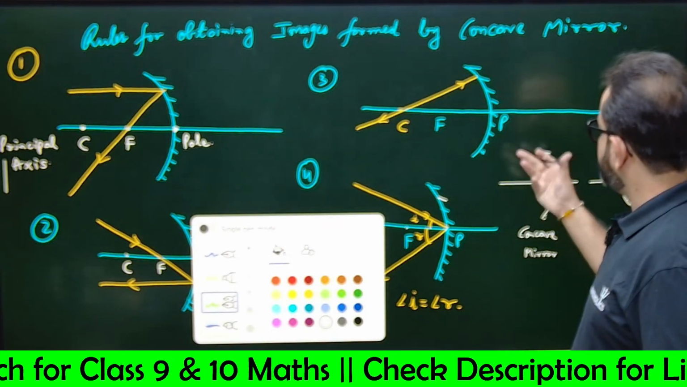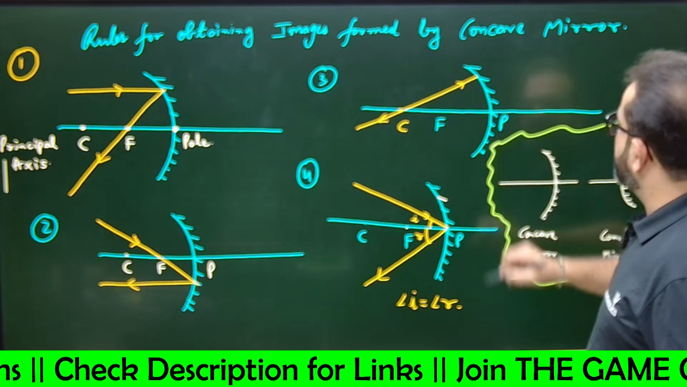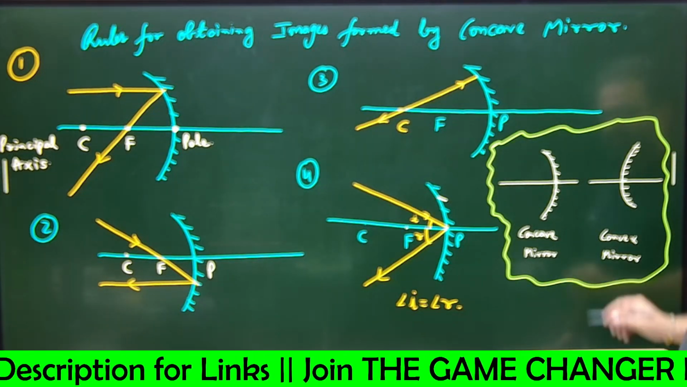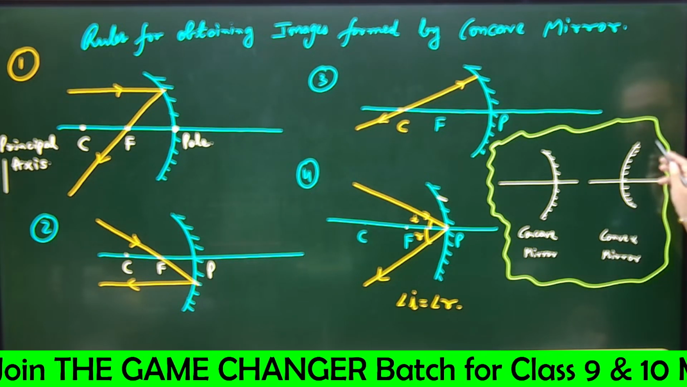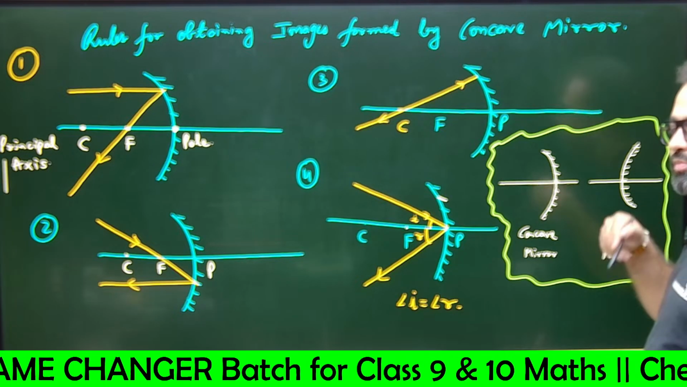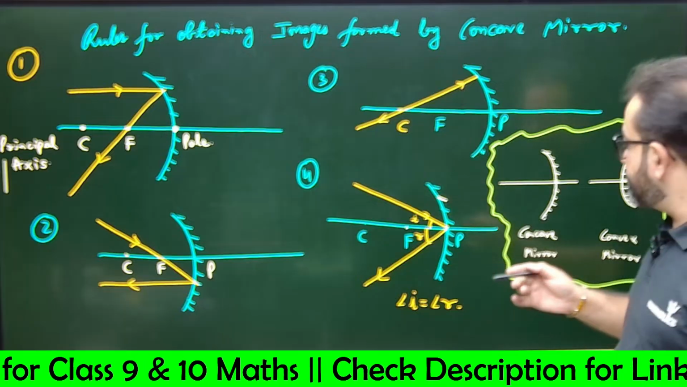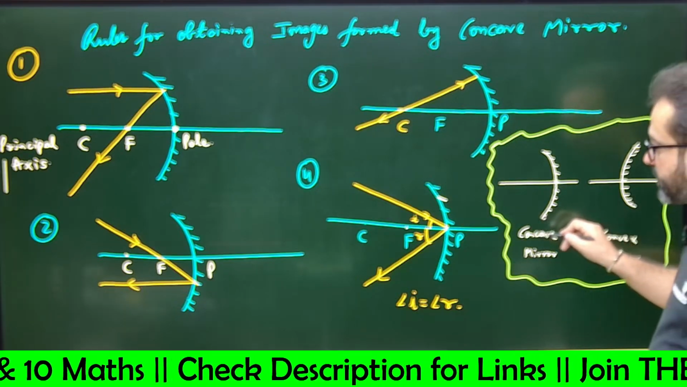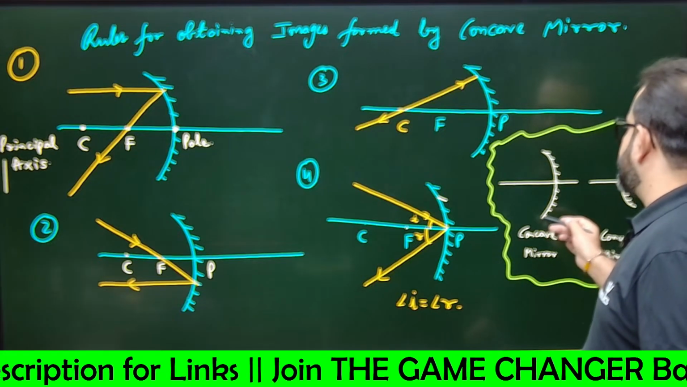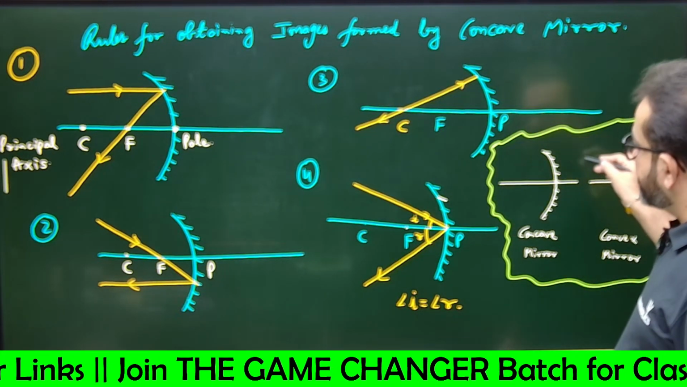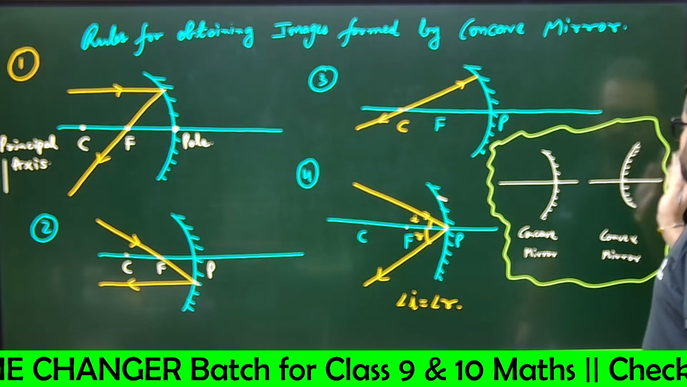Focus on this highlighted diagram. This is a concave mirror. This is a convex mirror. Why is the convex mirror like this? Because there is a single C, just to memorize. Single C, C means convex. Even in the spelling of convex there is a single C. But in concave there are two C's, so it will be the opposite of that C. Always the dashed part is on the right side. See, here also it is on the right side.